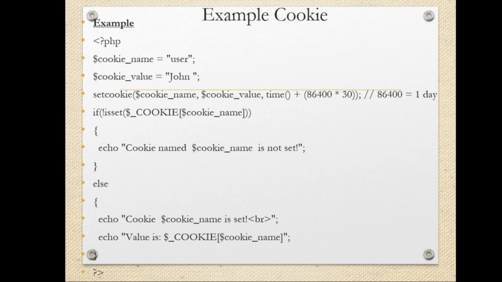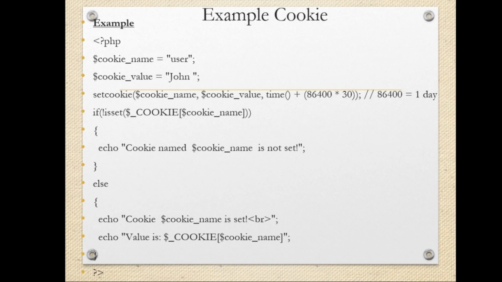Time is optional, and we are passing the time as 86,400 into 30. 86,400 is nothing but the number of seconds in a day. So in a day we have a total of 86,400 seconds, multiplied by 30. Basically we are talking about 30 days.